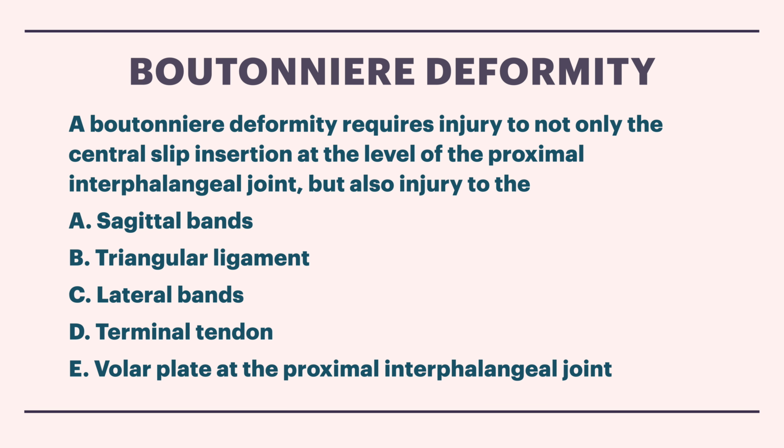A boutonniere deformity requires an injury to not only the central slip insertion at the level of the proximal interphalangeal joint, but also an injury to the A. sagittal bands, B. triangular ligament, C. lateral bands, D. terminal tendon, or E. volar plate at the proximal interphalangeal joint.